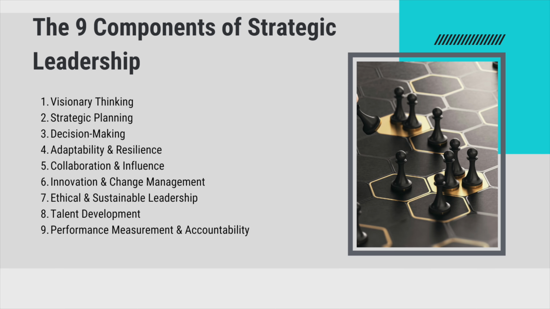So these were the 9 components of strategic leadership. If we want to bring them all together, strategic leadership is not about mastering one skill. It's about integrating all these components into daily practice. Visionary thinking sets the direction. Strategic planning maps the path. Decision making drives action. Adaptability, collaboration, and innovation ensure resilience. Ethics and sustainability build trust. Talent development and performance management secure long-term success.